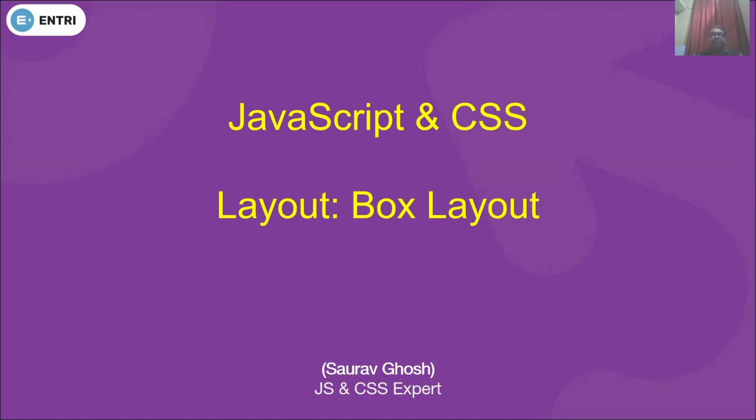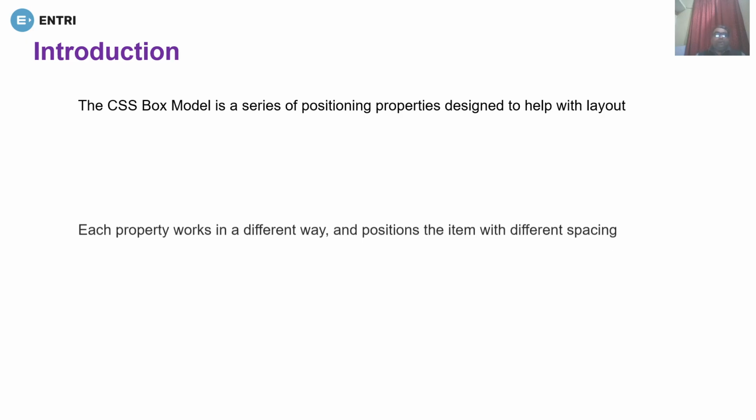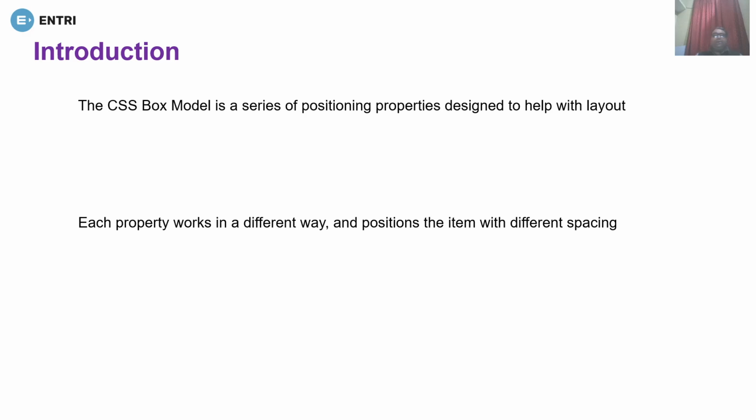Now, today we'll be starting box layout, which is the most common format of layout in CSS, which we generally use. So, let's start. Today, first of all, we need to understand the box model of CSS layout designing, where the contents are positioned using some properties. And by the setting of such properties, we can position our contents in a particular area of a website. Now, each and every property works in a different way actually.